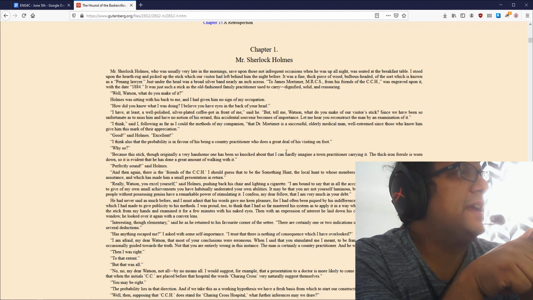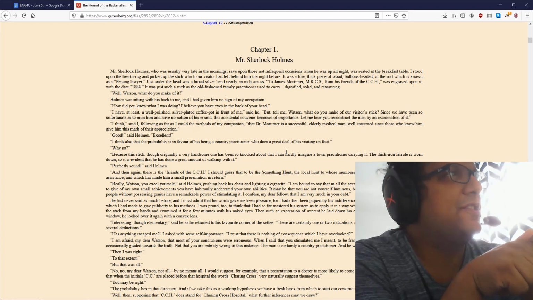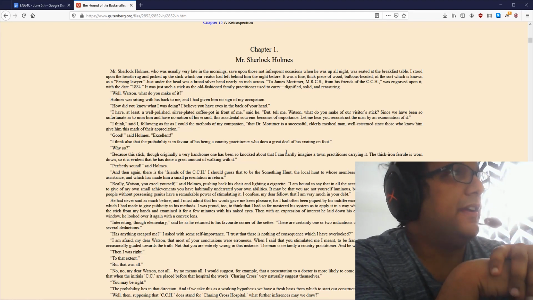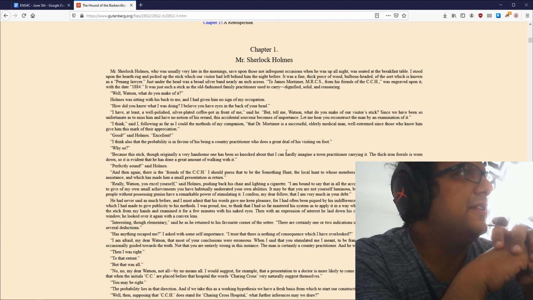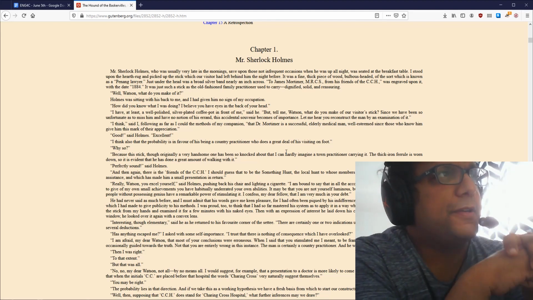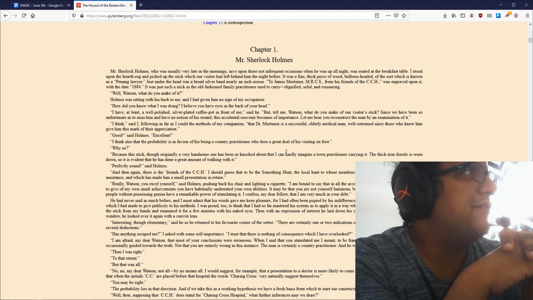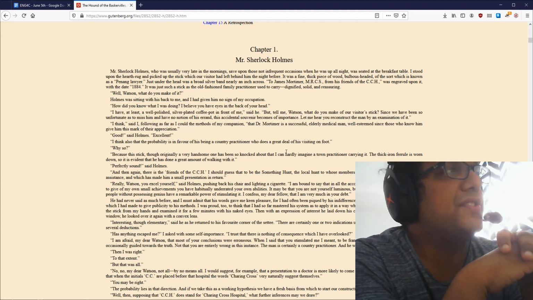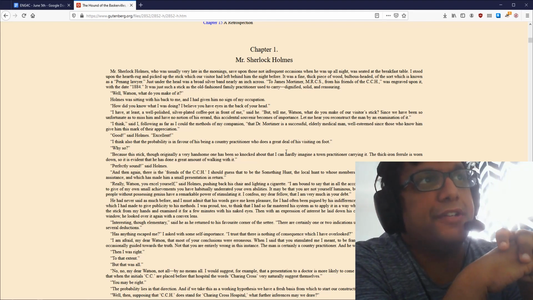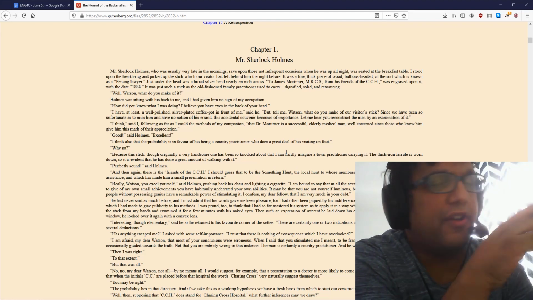"Well, Watson, what do you make of it?" Holmes was sitting with his back to me, and I had given him no sign of my occupation. "How did you know what I was doing? I believe you have eyes in the back of your head." "I have at least a well-polished, silver-plated coffee pot in front of me," said he. "But tell me, Watson, what do you make of our visitor's stick? Since we have been so unfortunate as to miss him and have no notion of his errand, the accidental souvenir becomes of importance. Let me hear you reconstruct the man by an examination of it."